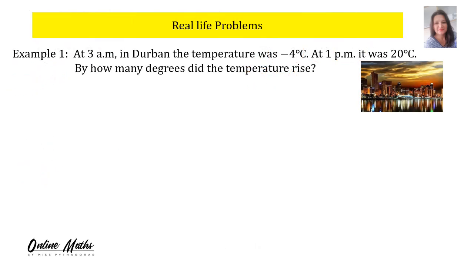Let's look at some real-life problems on integers. Example 1. At 3 a.m. in Durban, the temperature was -4 degrees. At 1 p.m., it was 20 degrees. By how many degrees did the temperature rise? So in other words, this is the temperature used to be -4 plus 20. Therefore, the answer is 16 degrees. It rose by 16 degrees.